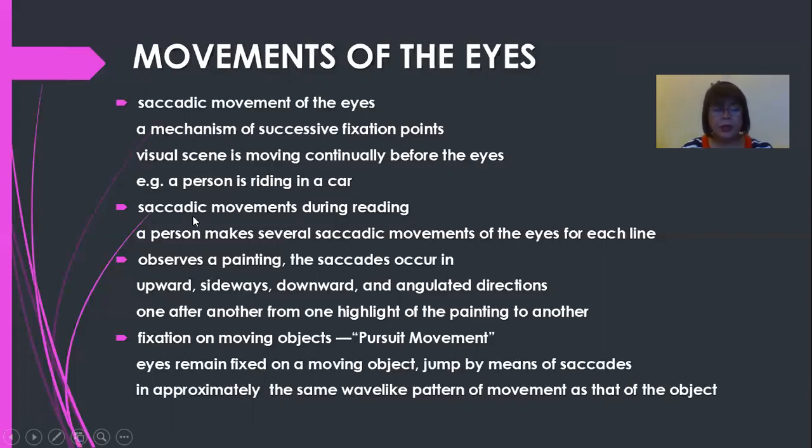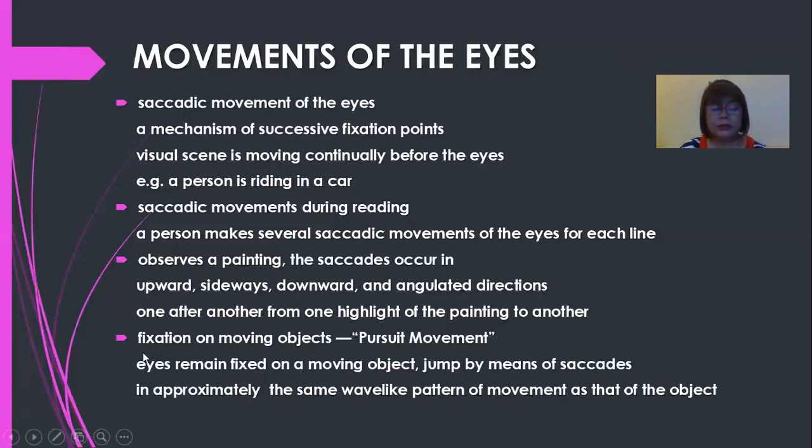Okay. There are also saccadic movements during reading. A person makes several saccadic movements of the eye for each line while he reads. You also observe saccadic movements in observing a painting, like movement of the eye upward, sideways, downward, and in angulated directions as you look at a painting, a work of art.